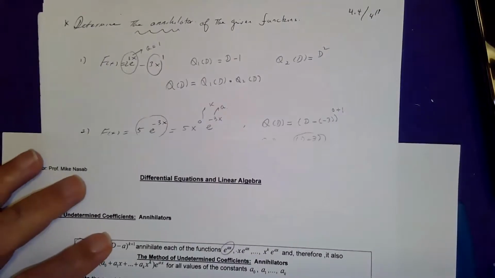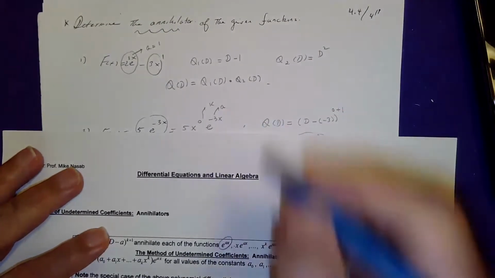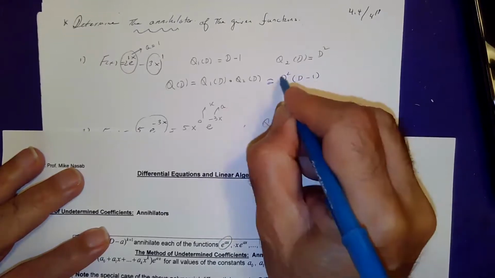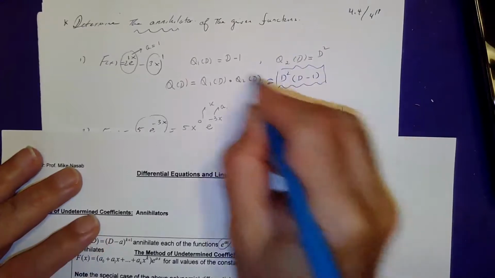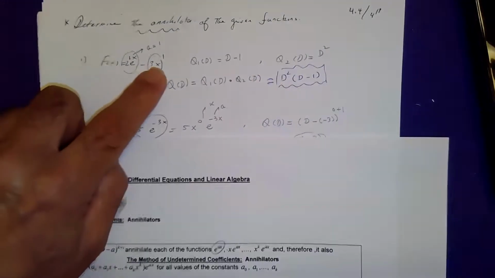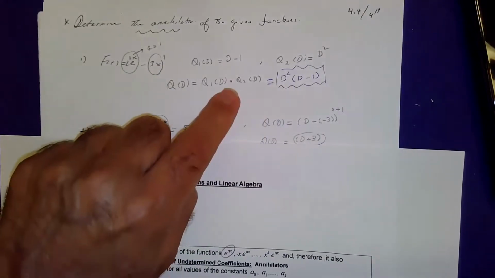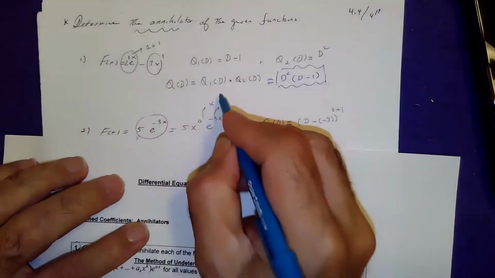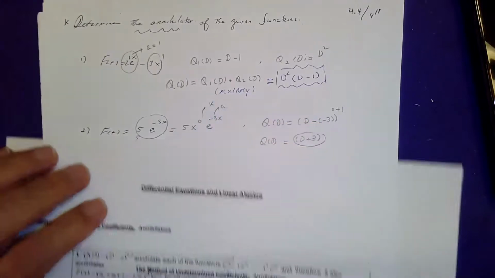Excuse me. What does that mean? That means the final answer for this problem is D squared times (D minus 1). There goes my final answer. But to get there, I had to find the annihilator for each function and then multiply the answers. Notice, you do not add or subtract, you multiply. So, multiply, do not add or subtract.